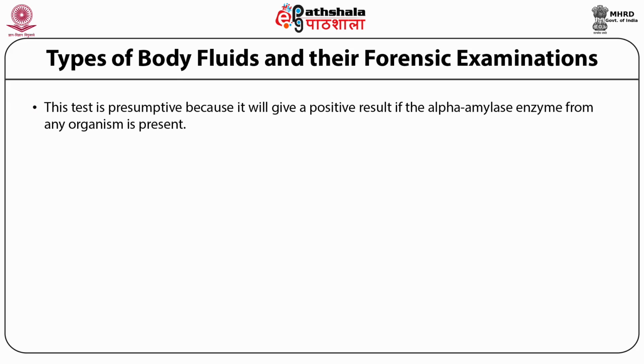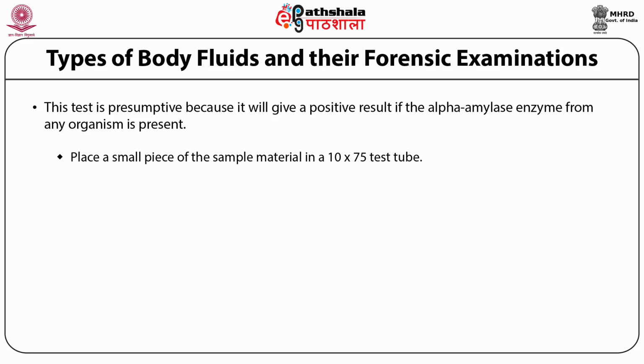This test is presumptive because it will give a positive result if alpha amylase enzymes from any organism are present. First, place a small piece of the sample material in a 10 by 75 test tube.